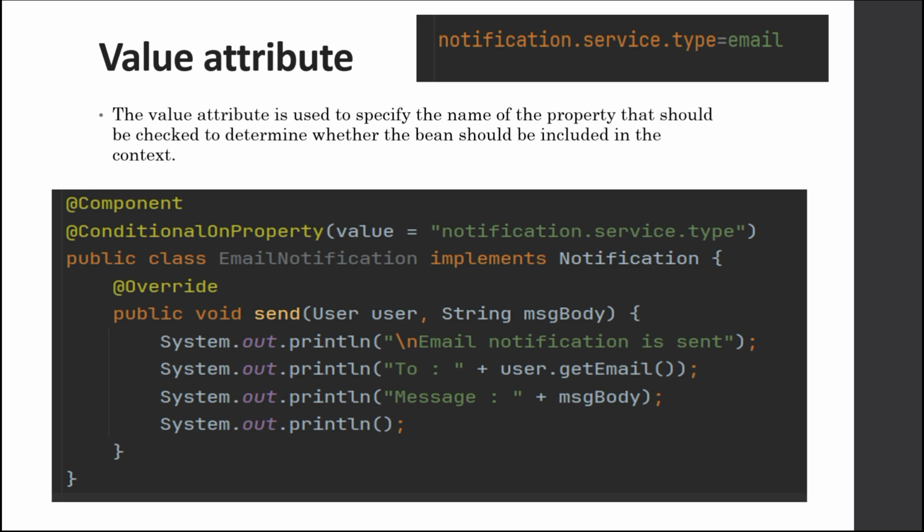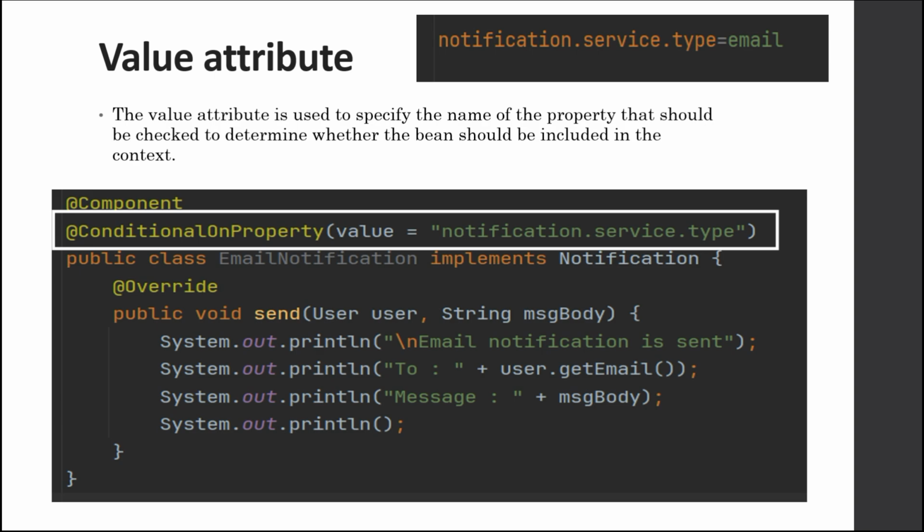So here in the screenshot you can see that we have a class named EmailNotification, and this EmailNotification class implements the Notification interface, and this class is annotated with the @Component annotation, and I've also applied the @ConditionalOnProperty annotation on this EmailNotification class. In the @ConditionalOnProperty annotation, I have also provided the complete name of the property to the value attribute. What does this mean?